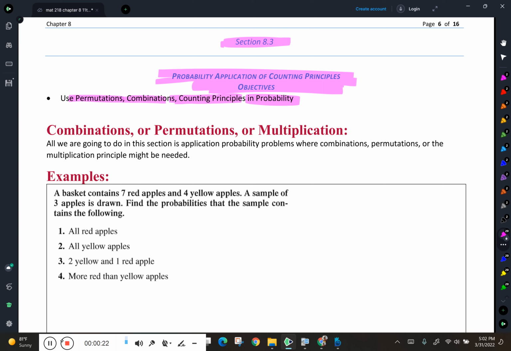So we're going to take that combination and permutation stuff that we worked on in the last couple of sections. We're going to say, let's make it work. Let's make this be a problem where we find the probability of something occurring using those counting principles. All right, so we're going to take a look at our first example here, and we're going to see whether it's a combination, a permutation, or a multiplication problem to make this work.